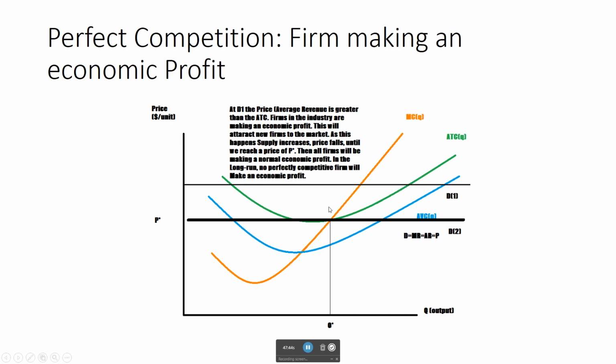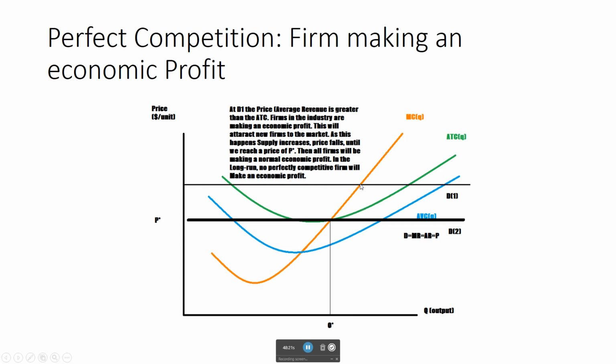Now here, if average revenue, which is equal to demand, say here at D1, is greater than average total cost, so if the firm is operating here at D1, they're going to operate up to the point where marginal revenue equals marginal cost. For perfectly competitive markets only, the demand curve is the marginal revenue curve. So where it crosses the marginal cost curve, that would determine how much output the firm is going to produce. And they'll sell it at this higher P star.